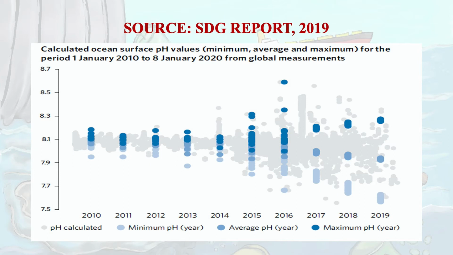Again, in this figure you will see the calculated ocean surface pH value, minimum, average, and maximum, for the period 1st January to 8 January 2010 from the global measurement. You will see the minimum pH here, the average pH here, and the maximum pH here, right? And the pH is scaled on the x-axis. So this is the exact figure of the average pH.